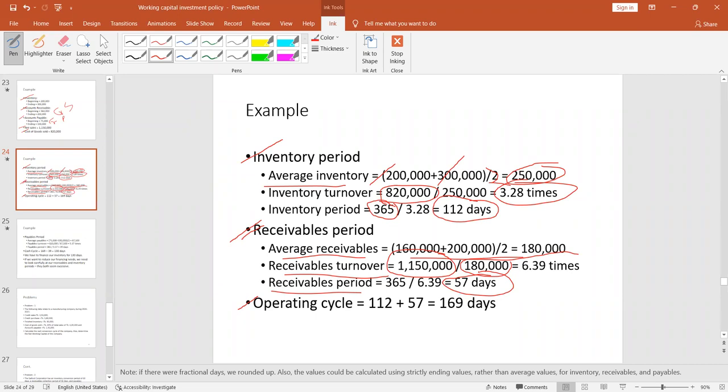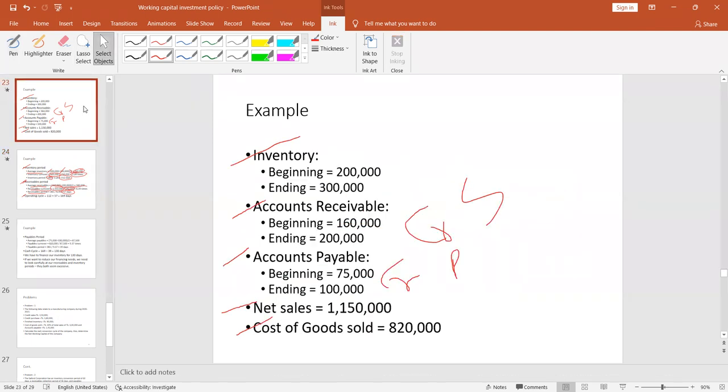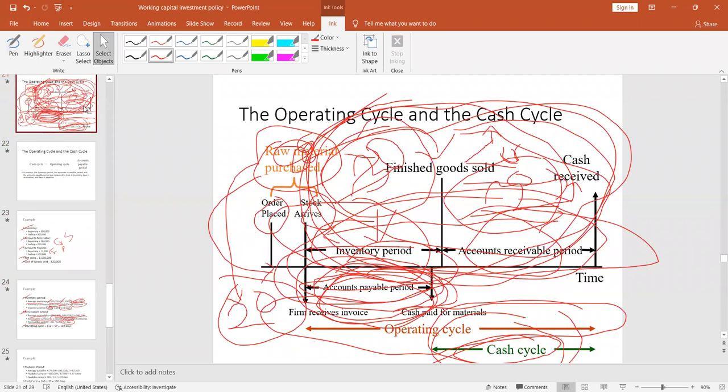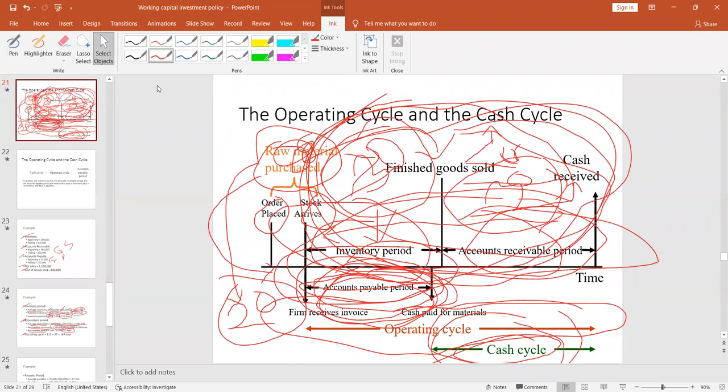57 days. Now again, someone explain, what does it mean? So it means that it takes 57 days to receive the cash from receivables. Again, go to the ugly pictures. Now you see, again, this ugly picture.